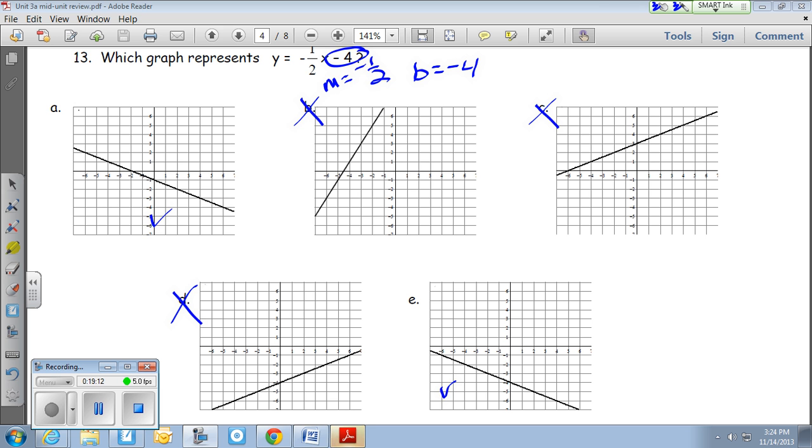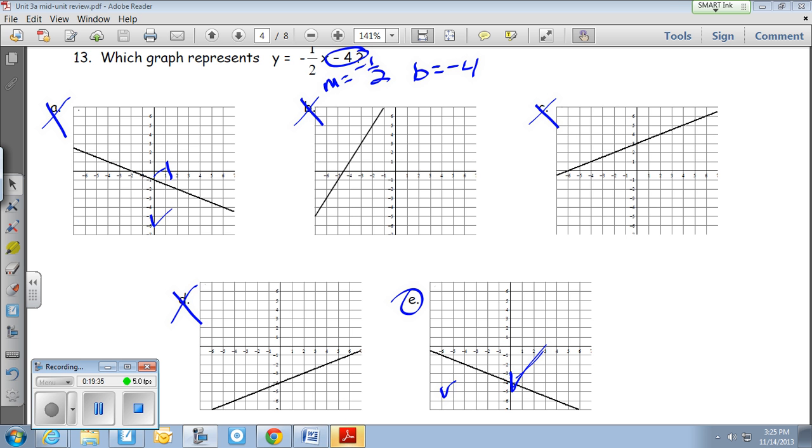And then I'm going to look for my y-intercept of a negative 4. This is at a negative 1, so that's not it. Here's my negative 4. That's what I'm looking for. So that's as easy as it can be when you have slope-intercept form. It's just so easy to spot using the y-intercept and that slope. Make sure you look at the clues that you're given.